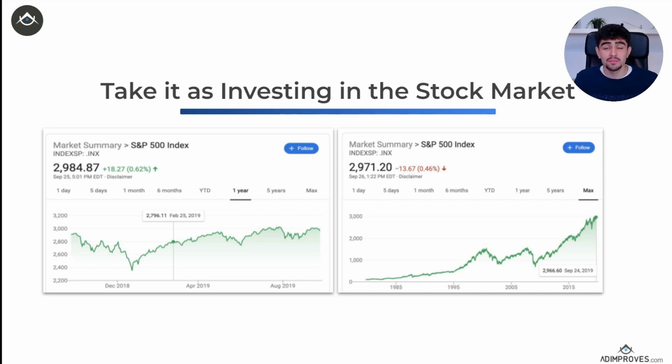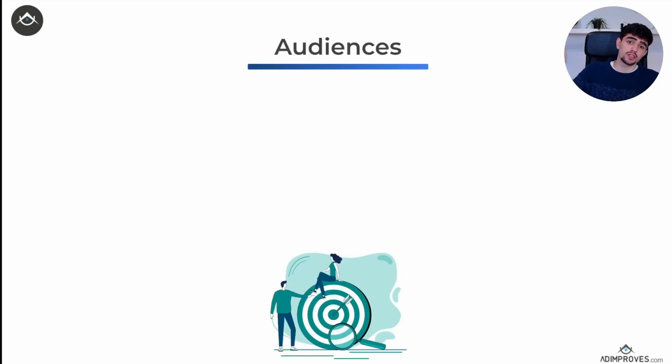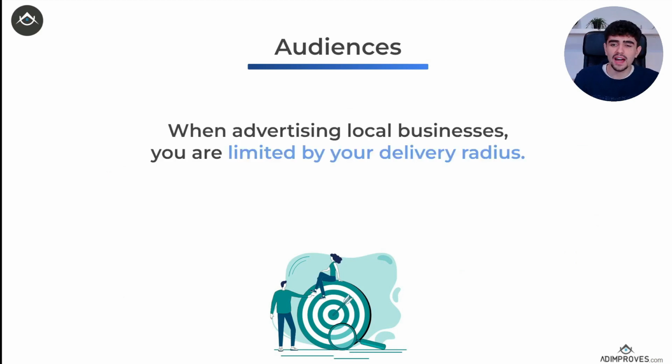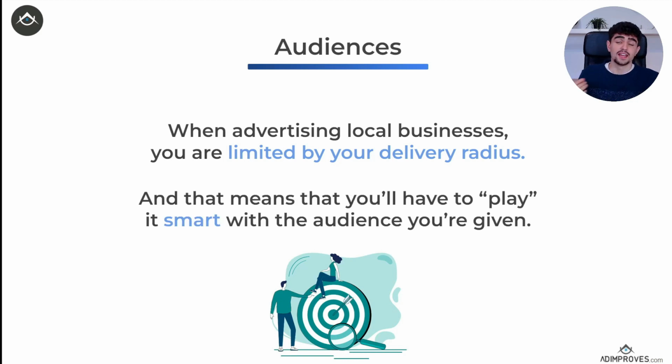So you'll have a better understanding overall on what ads you should be running with what offers, titles, images, and whatever, right? Now, talking about audiences and targeting: when you are advertising a local business, a home improvement business in this case, you are limited by your delivery radius. That means you'll have to play it smart with the audience you're given, because your local area cannot grow.